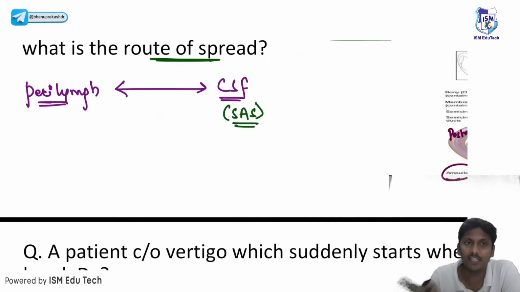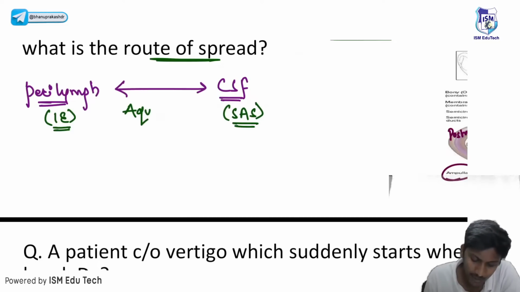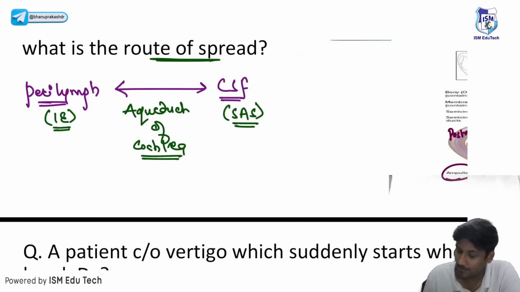But when that CSF comes into the inner ear, in the bony covering of the inner ear, it will be called perilymph. Perilymph is nothing else but the CSF itself, and the connection in between both of them. The CSF comes into the perilymph via this connection, and that is what is called the aqueduct of cochlea. So that is important. Please remember that.